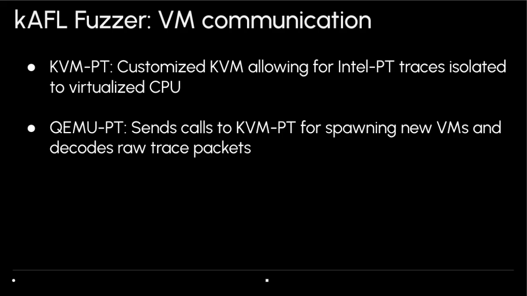QEMU-PT sits above KVM-PT in user space. It sends commands to stop and start tracing around each fuzzing iteration, and when a trace comes back, it's responsible for decoding those raw PT packets into something the fuzzer can actually use.